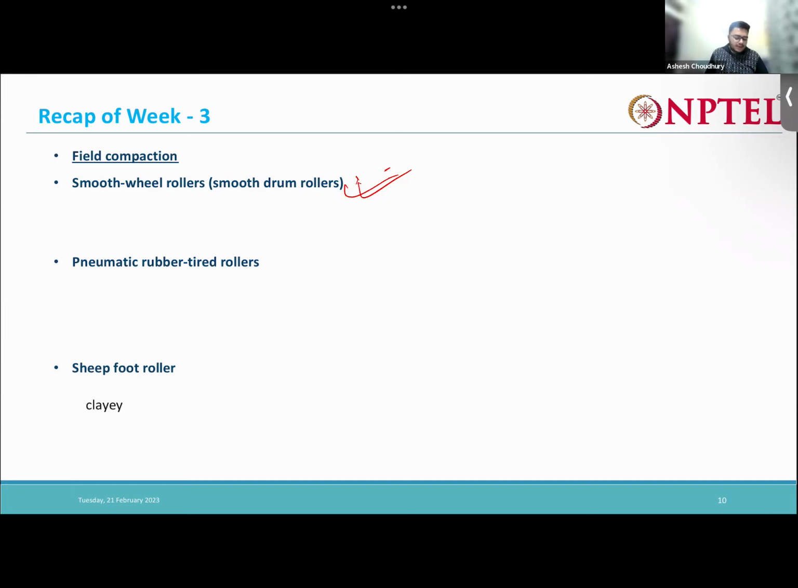So when are smooth wheel rollers used? These are suitable for rolling subgrades. The subgrade is one of the layers of the road. Above the subgrade there are many other layers, and above that you place the bitumen of the road. The subgrade is the layer which forms the basic structure of the pavement in a flexible pavement. It is used to roll the subgrade.